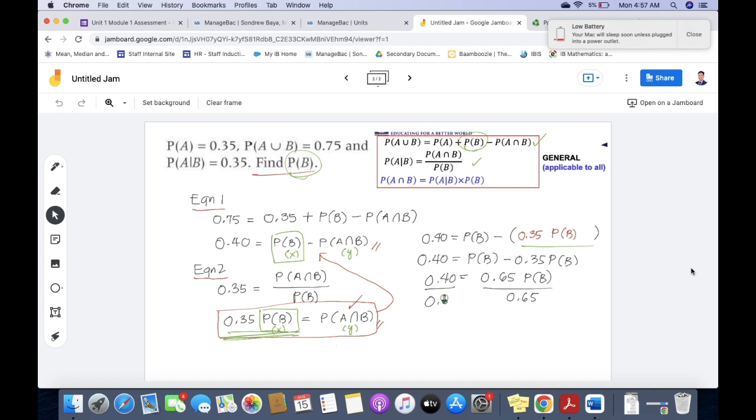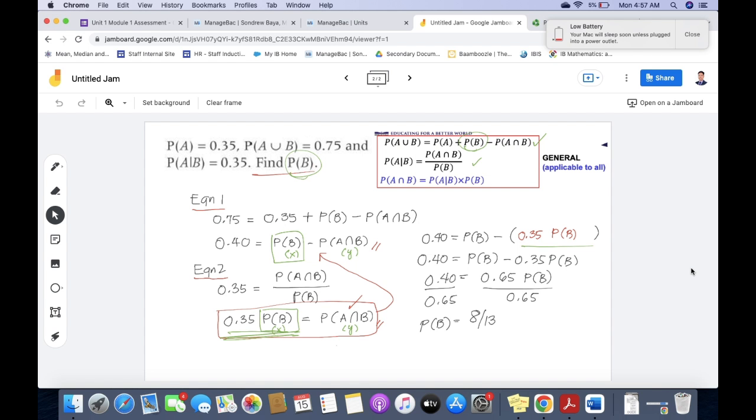So the probability of B would now be equal to, if you are to use your calculators, it would be a lot easier. Allow me to use my calculator first. That's 0.4 divided by 0.65. This actually gives us 8/13. Let me just double check if I am correct.